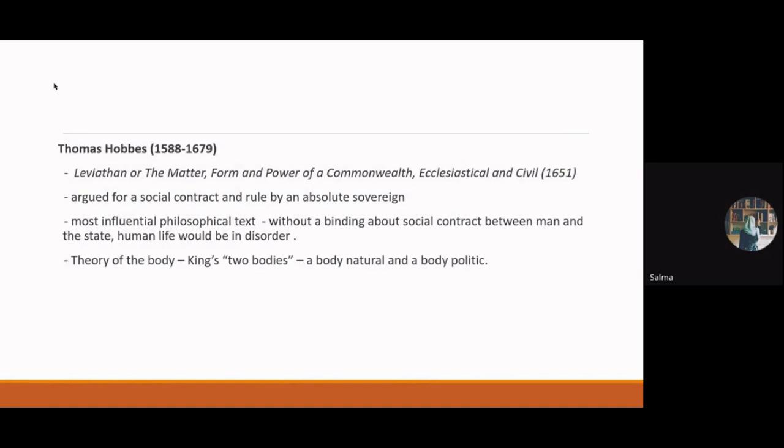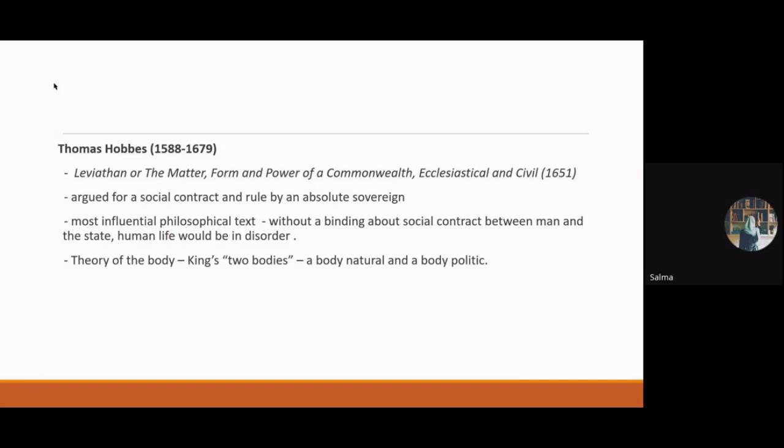It is a most influential philosophical text about the social contract between a man and the state. Human life would be in disorder, he says. And he talks about the theory of the body. Now we are talking about body theory. If you look for post-humanism, transhumanism, we also talk about a concept called post-dualism, which is half human and half machine. Those things get connected to disability studies, where we talk about the Paralympics and Special Olympics. People have so many instruments in their body.